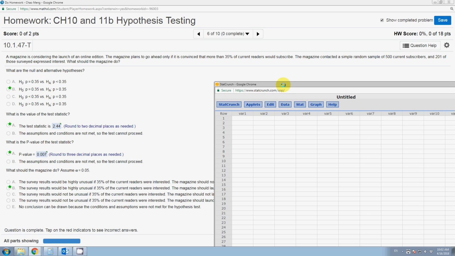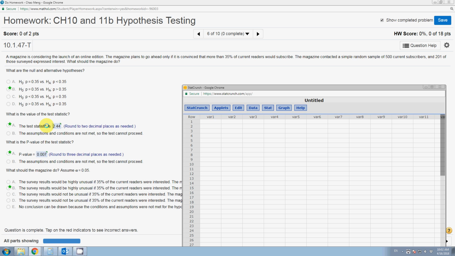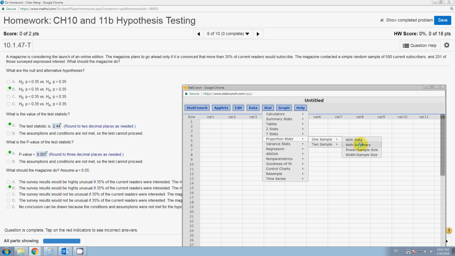we say it is more than 35%, or greater than 0.35. Okay? Then let's calculate the test statistic and the p-value. So let's go to the stats. Because it's about proportion, we go to the proportion stats, one sample with summary. Let's click with summary because we don't have the raw data, so we only have the sample size and the number of successes.